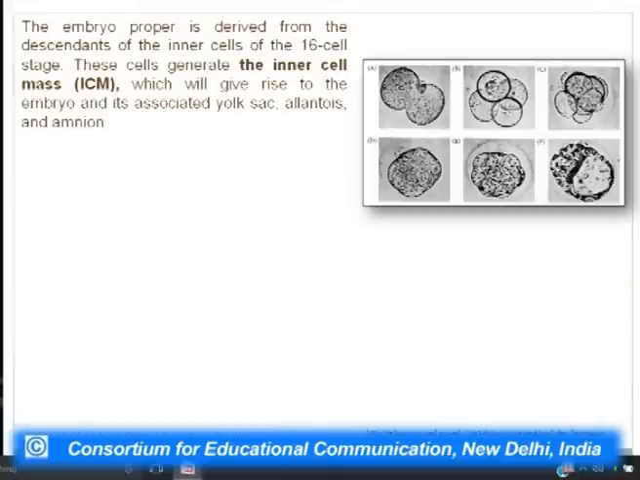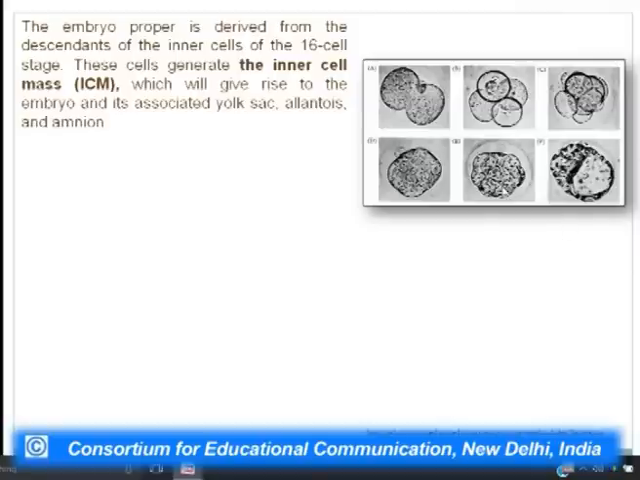The embryo proper is derived from the descendants of the inner cells of the 16-cell stage. These cells generate what is termed the inner cell mass, which will give rise to the embryo and the associated extraembryonic membranes, the allantois, the yolk sac and the amnion. So this is how the cleavage takes place, and this is the structure which is termed the blastocyst.